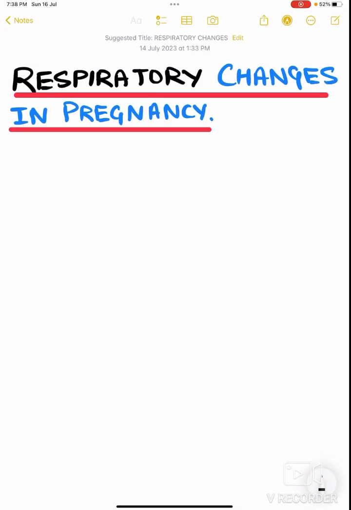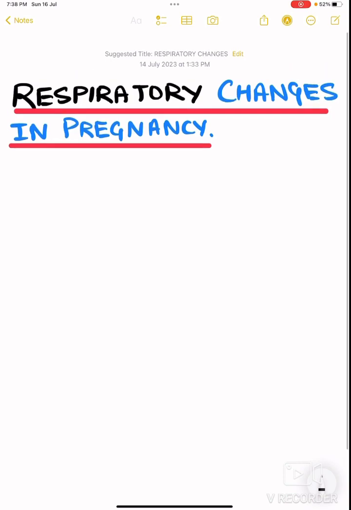Another very important topic about the changes in pregnancy is the cardiovascular system. Other than that, CNS, renal, endocrine are not really asked so much. Hematology is sometimes asked, but respiratory is mostly asked. Right, so respiratory changes in pregnancy.